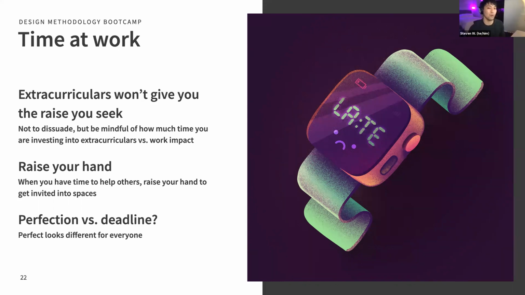This is a great way to just go to different creative directors, right? Or different creative leads that you might not necessarily be reporting into directly so that you can facilitate connection with them and to work on their projects too. And then the last one is perfection versus deadline.